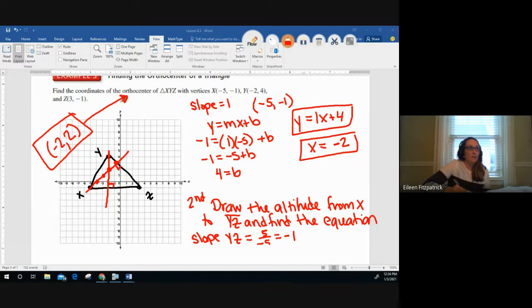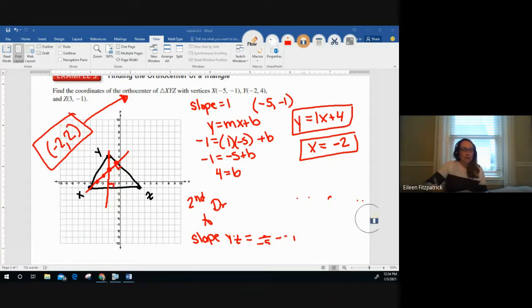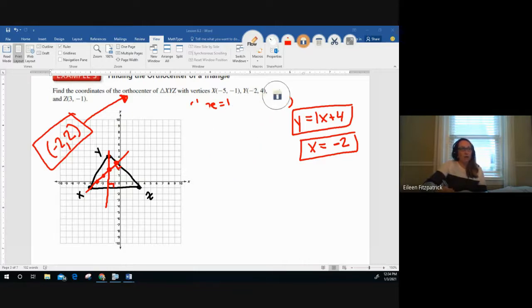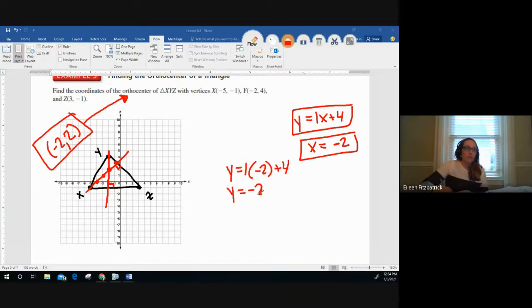All right, but I am going to continue on with this problem because if it wasn't clear the exact coordinate of the orthocenter, let's say it didn't land on nice integer values, then you would have to have another way of finding the intersection of the two lines, which takes us back to systems of equations from Algebra 1. Here is my system of equations. I can substitute the -2 in for the x here. So I have y is equal to 1 times -2 plus 4. So y is equal to -2 plus 4, y is equal to 2. So now I have y is equal to 2, x is equal to -2. So I know the solution of the system, the intersection of the two lines, is -2, +2.